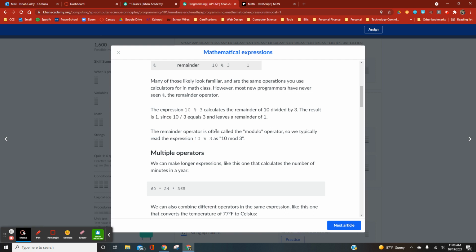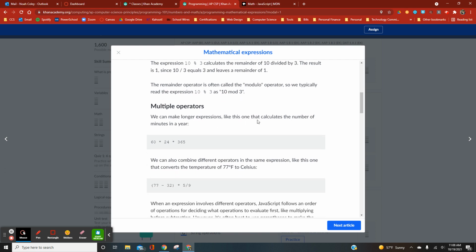The remainder operator is also called the modulo operator. So typically we read 10 remainder 3 as 10 mod 3. This mod is important, and you're going to see it in the pseudocode. So mod is important. All right, the rest of them we pretty much know about. We can make longer expressions like this one that calculates the number of minutes in a year.